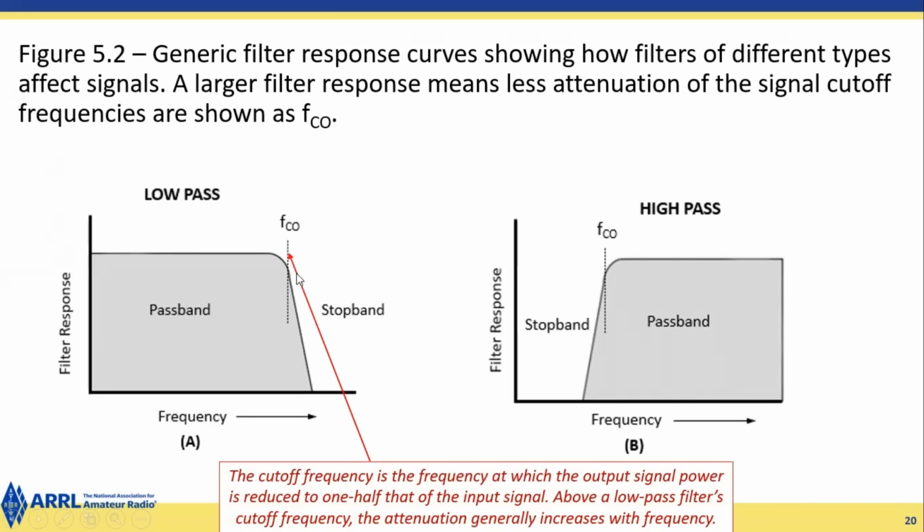The cutoff frequency is the frequency at which the output signal power is reduced to half. If you remember from our earlier charts, 3 dB down from whatever this level is, that's called the cutoff, the beginning of the stop band. Above a low-pass filter's cutoff frequency, the attenuation generally increases with frequency, which means it rejects the frequencies there. So the cutoff is the 3 dB point of the nominal pass band.